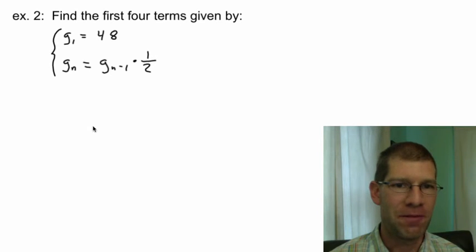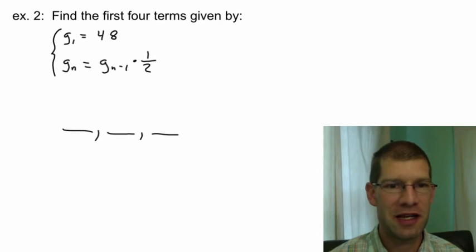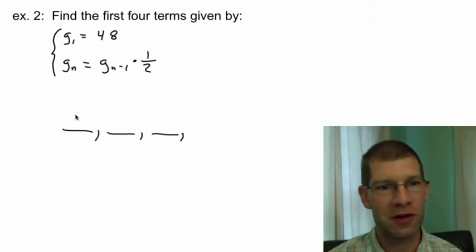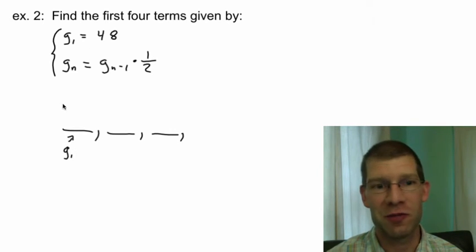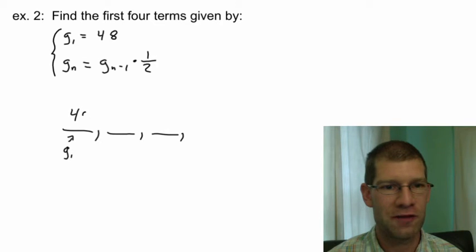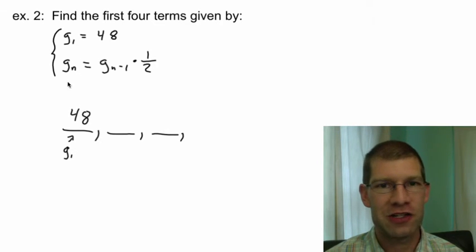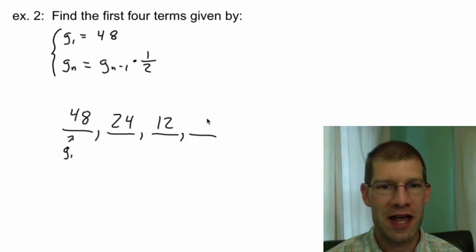Now when we're looking for the first 4 terms, the most common mistake people make here is that they forget the 48. They write down 24 for their first number. But the first term, g sub 1, is going to be this thing here. The equation just tells us, hey look, g sub 1 is 48. So that's 48. Then to find each term, take the one before it and multiply by 1/2. So we have 24, then we'd have 12, and then we'd have 6, and so on.